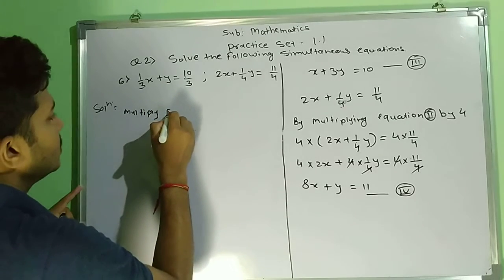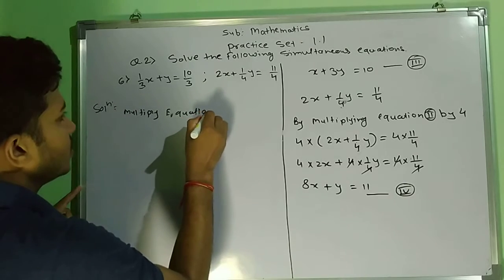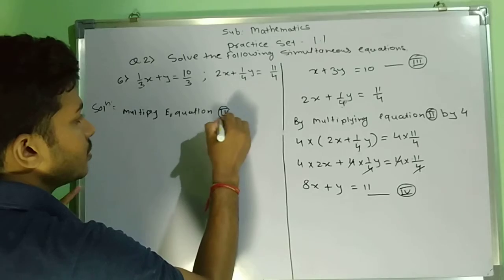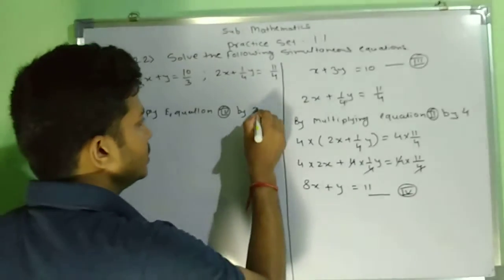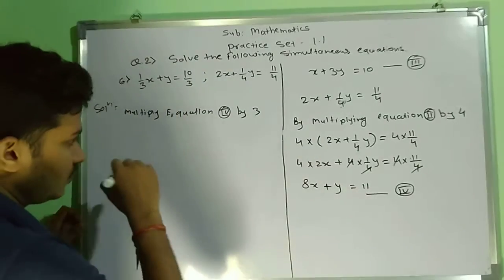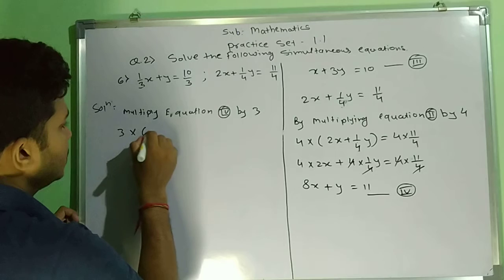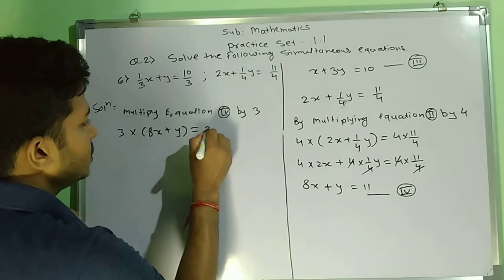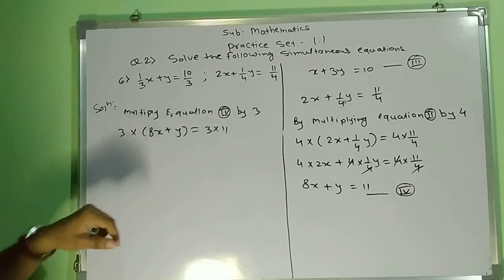Multiply equation 4 by 3. So after multiplying equation 4 by 3, what will we get? 3 multiplied by (8x plus y) is equal to 3 multiplied by 11. Now look here, we have to multiply that 3 inside the bracket.